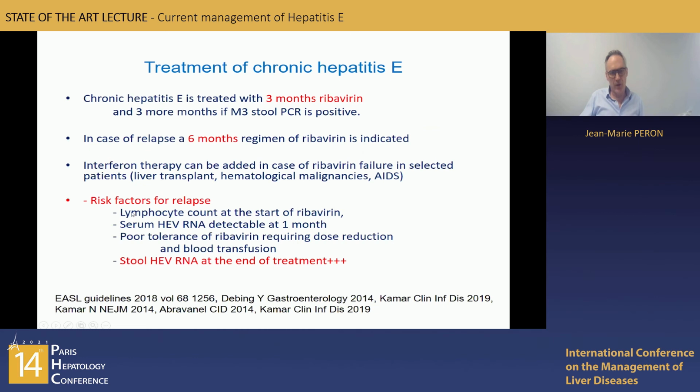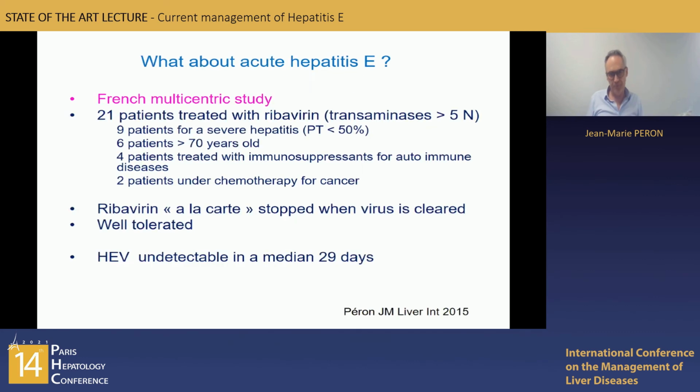Importantly, regarding the risk factors for relapse, there's one risk factor that you need to know: the presence of HEV RNA in the stool at the end of treatment. If you have HEV RNA in the stool after 3 months of treatment, you need to go for 3 more months. So 6 months total.